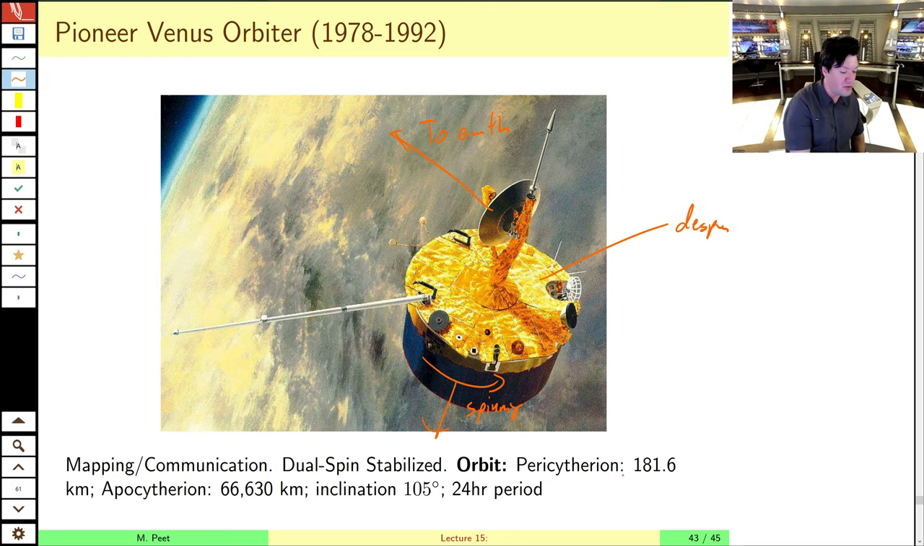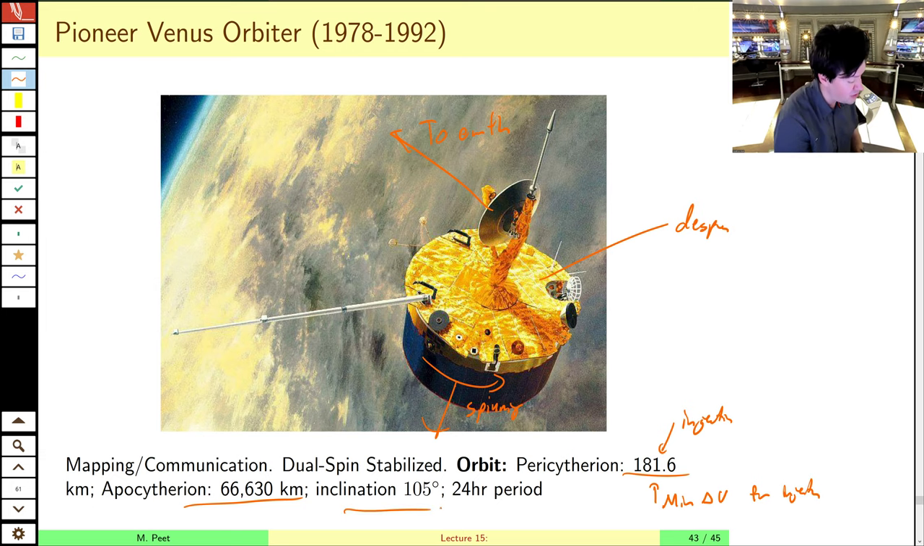You may recognize the orbit, very typical for interplanetary injection. Very elliptic, the minimum delta V for injection. Inclination, 105 degrees on Venus's orbit. This is actually only a 24-hour period, basically mapping. And the despun part is used for communication, right? Interplanetary spin stabilization for communication used to be a fairly common application.